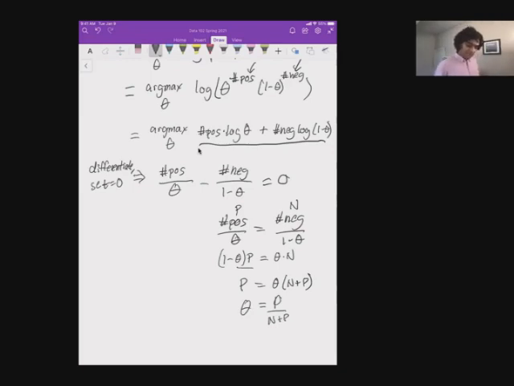So here's the thing we got. This is the theta that maximizes the likelihood. And does this make sense? Well, yeah, it does. It says that the theta that maximizes the likelihood is the number of positives divided by the total number of reviews. Totally makes sense, right? The more positives, the higher your theta. The more reviews, the more you divide by it. So this is a very intuitive result.